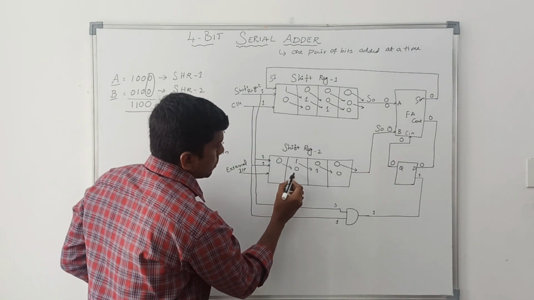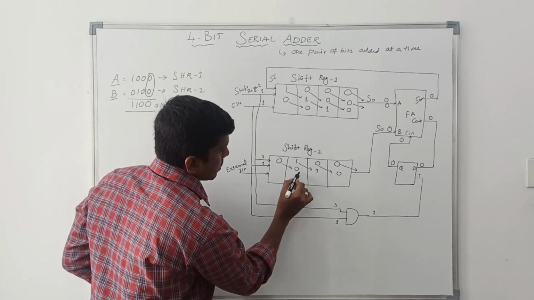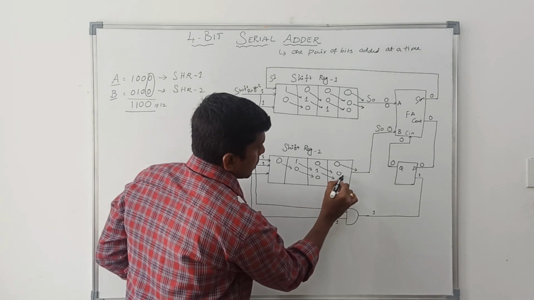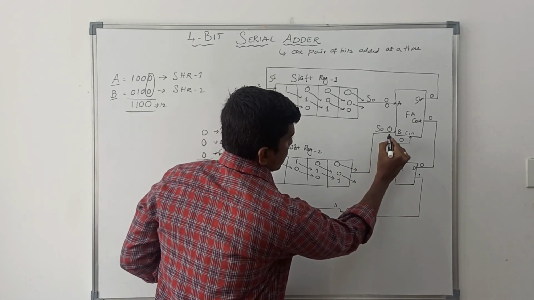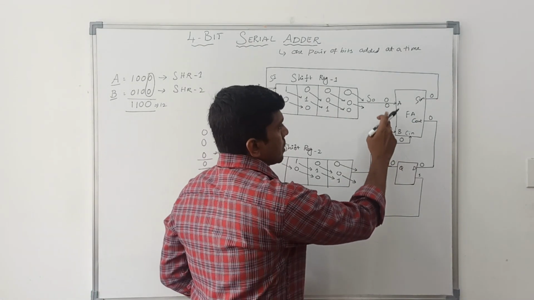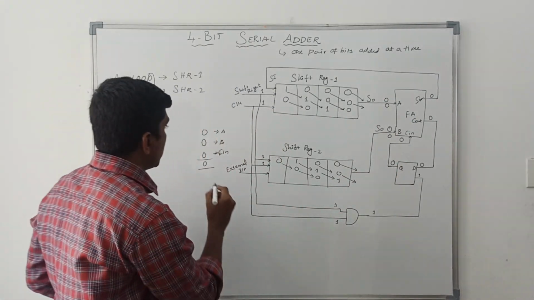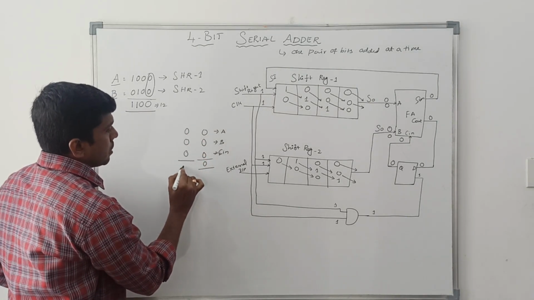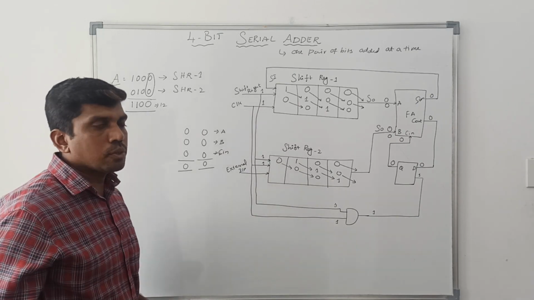Then shift register 2 shifts the content from left to right direction. So this 0 moves to here, this 1 moves to here, this 0 moves to here. So now B value is 0, carry value is 0. Just add these 3 bit values. So A value is 0, B value is 0, C in value is 0. So sum is 0 and carry is also 0.